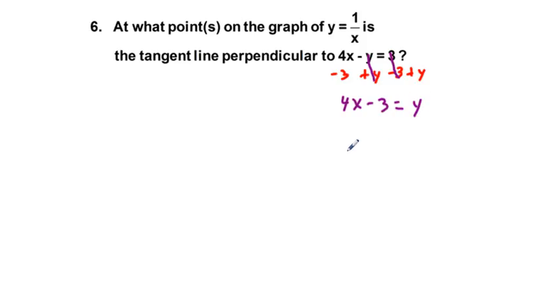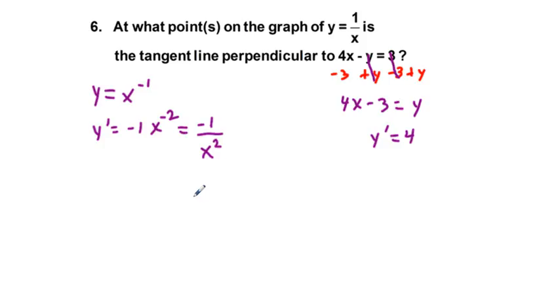So our slope is going to be, we're looking for where y prime is equal to 4. Let's go ahead and find out this equation. We're going to look at y equals 1 over x equals x to the negative 1 power. So y prime is equal to negative 1 times x to the negative 2 power, which equals negative 1 over x squared.